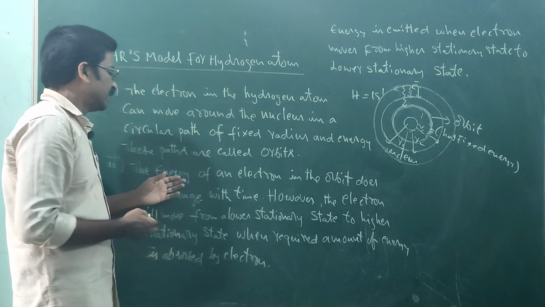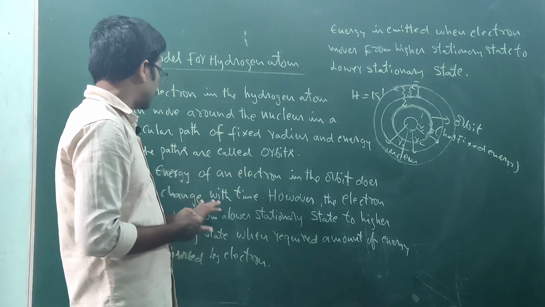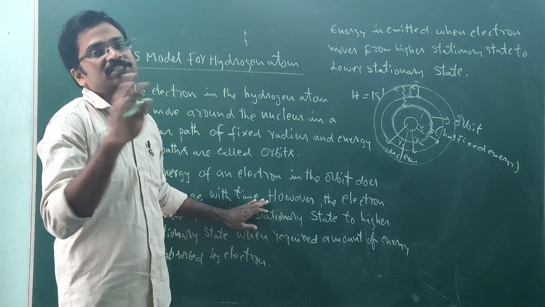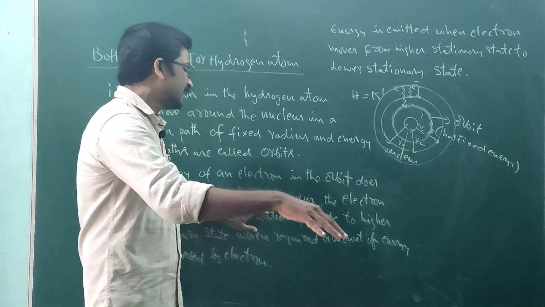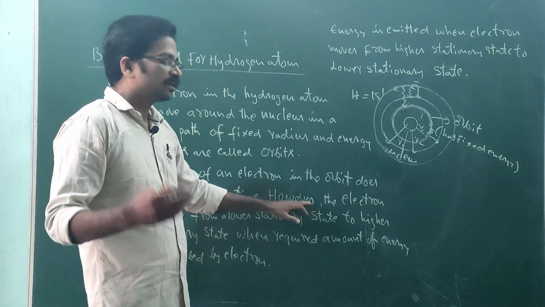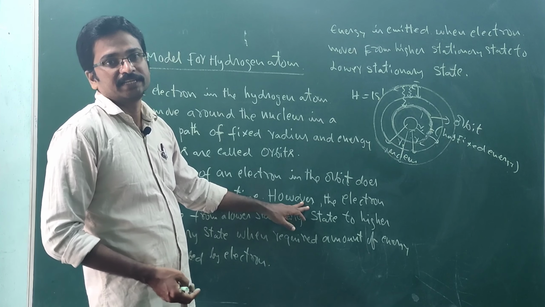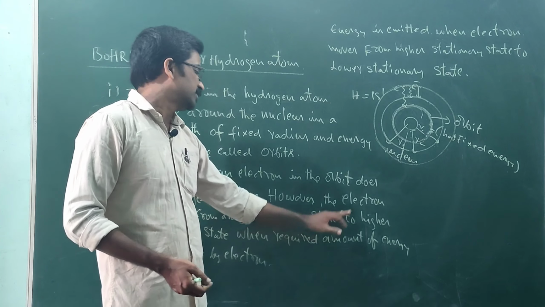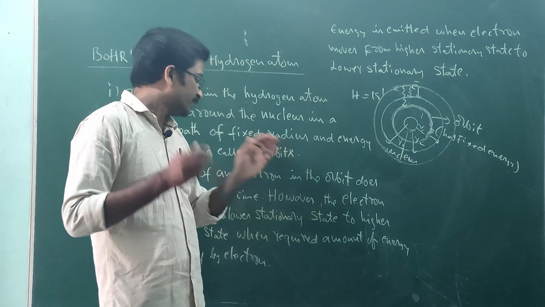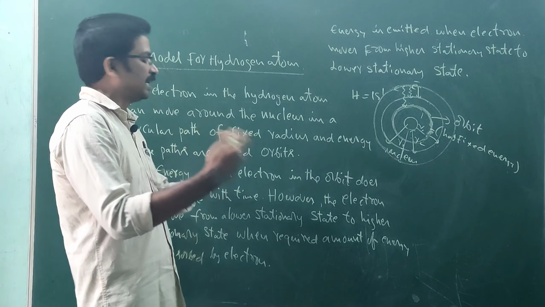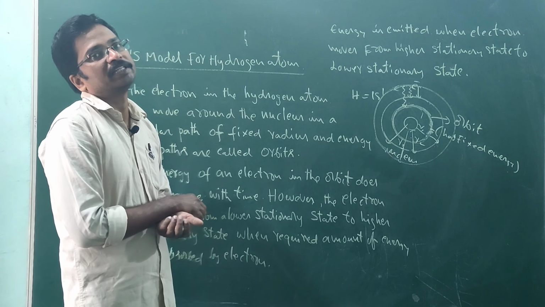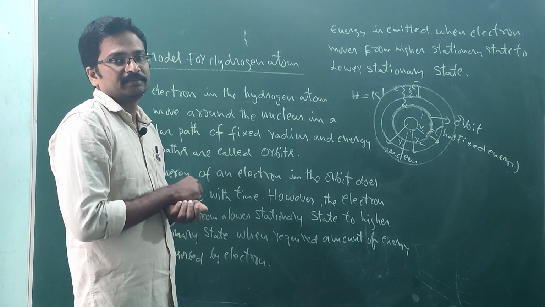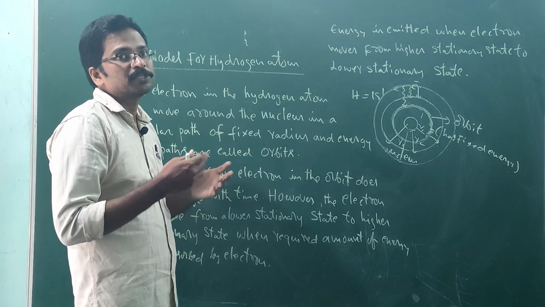These two points. The energy of an electron in an orbit does not change with time. Whenever you leave the atom, the energy of the electron does not change. If you supply energy to the atom, the electron moves from a lower energy state to a higher energy state. The electron moves from a lower to a higher energy state when the required amount of energy is absorbed by the electron. Then only does the electron go from a lower energy level to a higher energy level.